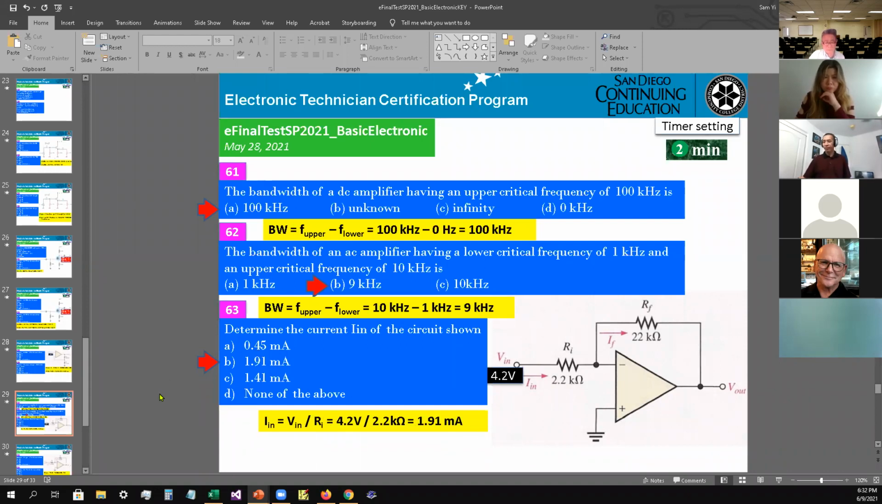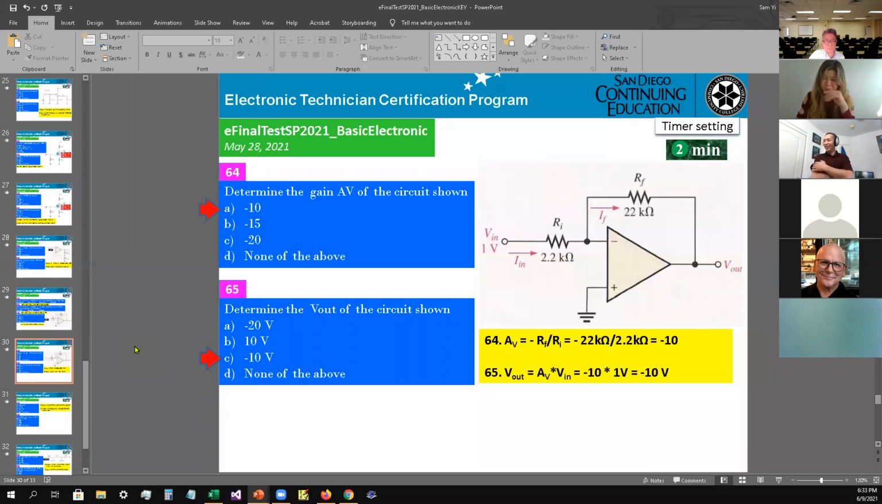Okay, any question? If you do, Richard can answer this question. Okay, no question. All right, determine the gain AV of the circuit shown. In this one it is an inverting amplifier, so the gain equals negative RF divided by R in. So negative 22 kilo ohm divided by 2.2 kilo ohm equals negative 10. So the gain is negative 10, and the answer is A as in apple for 64.